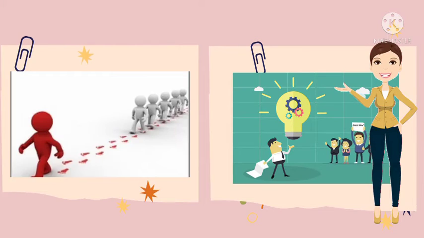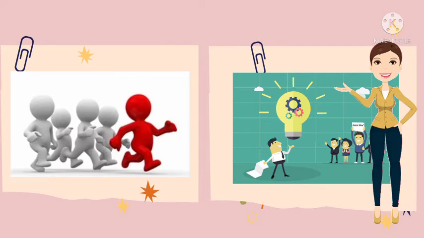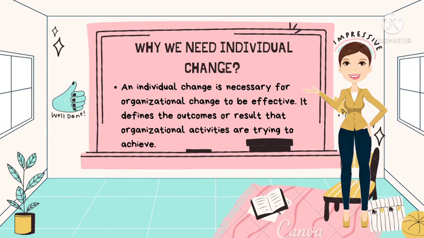For example, a leader or manager needs to understand each employee's motivations, desires, and concerns, so they can support or encourage that person to adopt the change. Next is, why we need individual change. An individual change is necessary for organizational change to be effective.